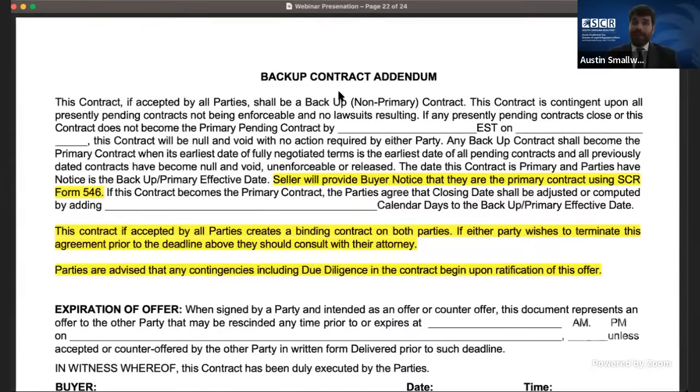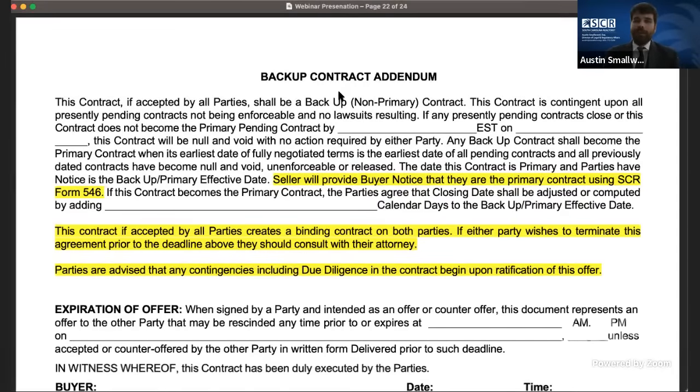So the Forms Committee said, hey, this is so important. Why don't we make this its own standalone form? So that's what we've done. Everything that is not highlighted is exactly what is currently in the backup clause addendum on Form 391. So essentially there's a deadline that this contract is contingent on all presently pending contracts being non-enforceable, no lawsuits resulting. If we're not the primary contract by this date, then this contract is null and void.